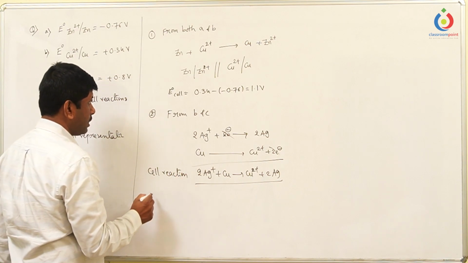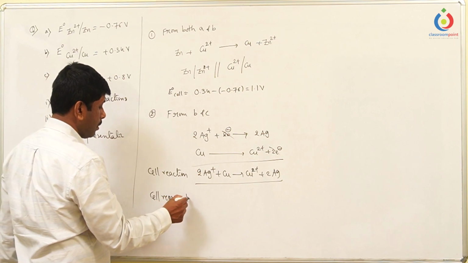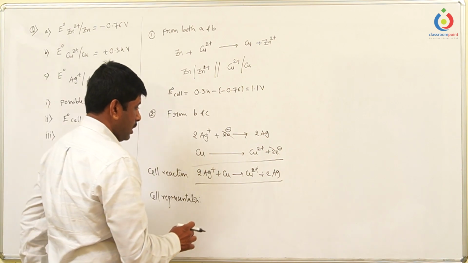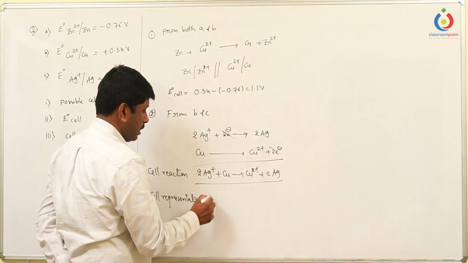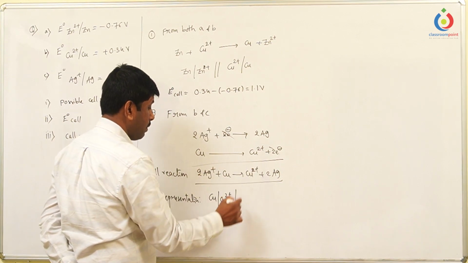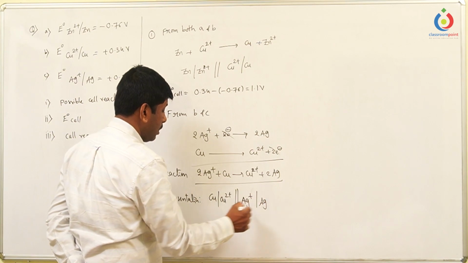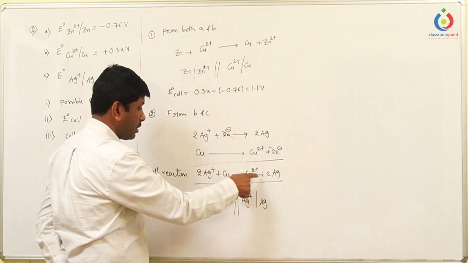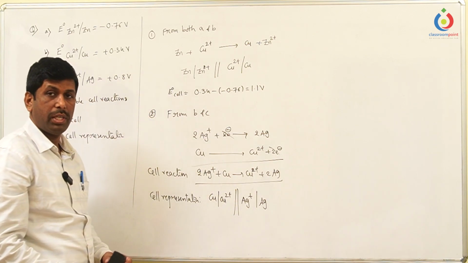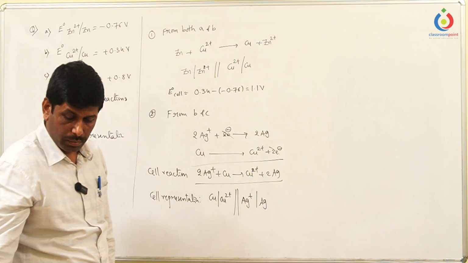Now the cell representation. While representing this cell, the oxidation reaction comes first. Which is the oxidation reaction? Copper is converting into Cu2+. Then the double vertical line, and Ag+ converts into Ag. Here in the stoichiometric equation, 2 are there, but here we take only 1. Stoichiometric coefficients we don't take while writing the cell representation.